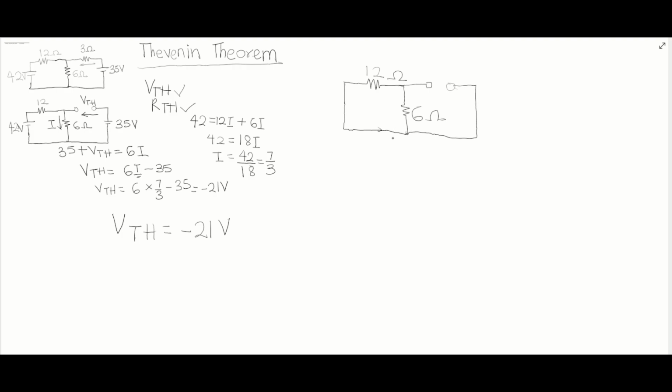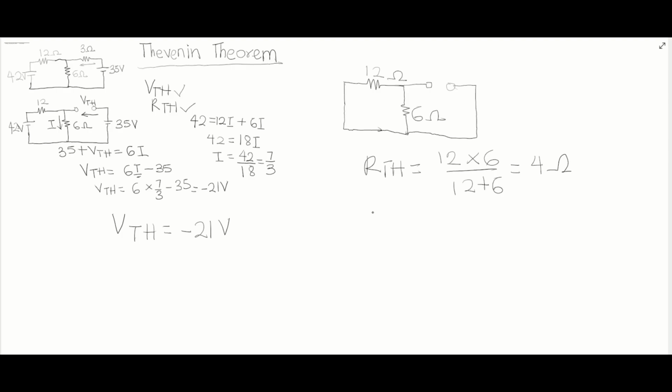So for this particular configuration, we can see that the 12 ohms is in parallel with the 6 ohms. So just like how in the previous videos we find the equivalent resistance for resistors in parallel, which is going to give you 4 ohms.